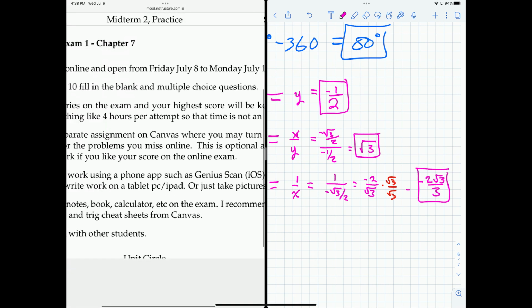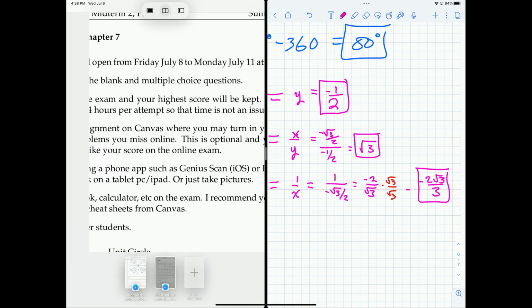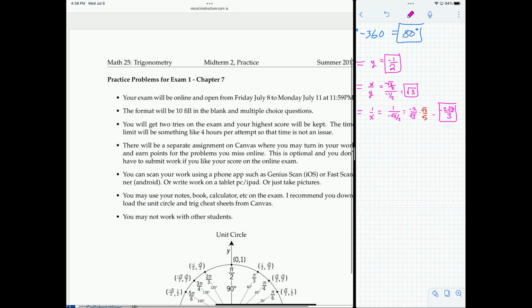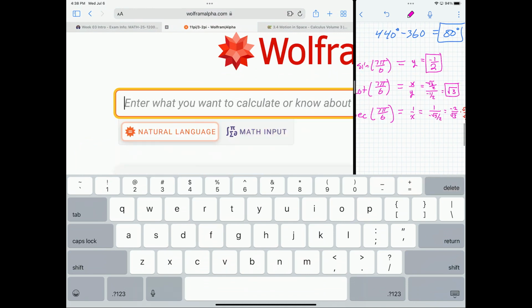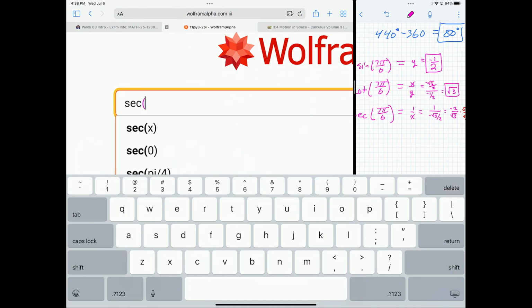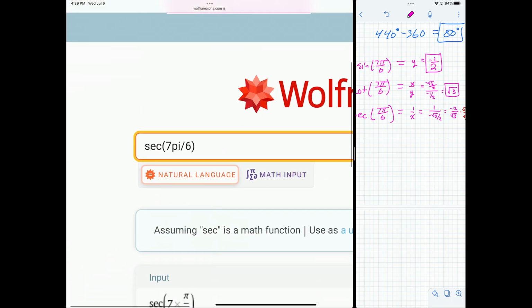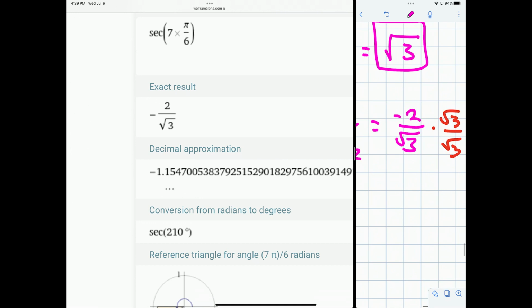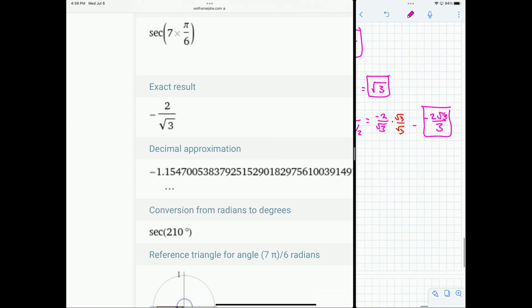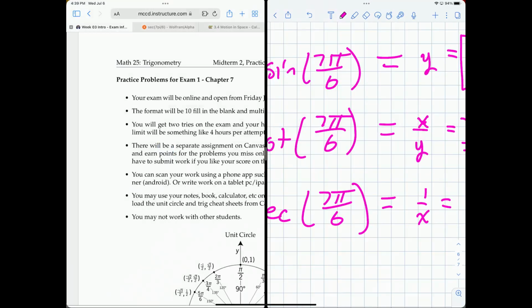If you have a calculator that can do symbolic calculations, why can't I get a new page? Okay, there we go. Calculators can do these problems. So like if I ask for the secant of 7 pi over 6, I'm just going to get the correct answer. So they wrote it negative 2 over root 3. But calculators can do these problems as well without the unit circle, but we're supposed to be using the unit circle. So I did.